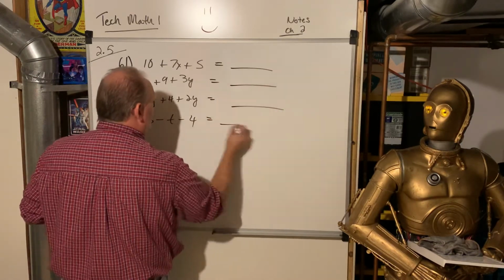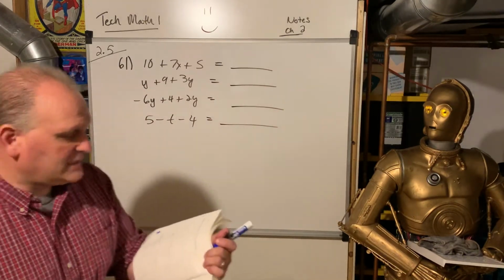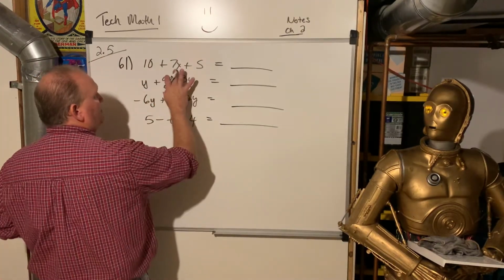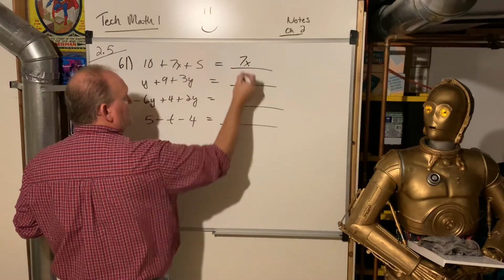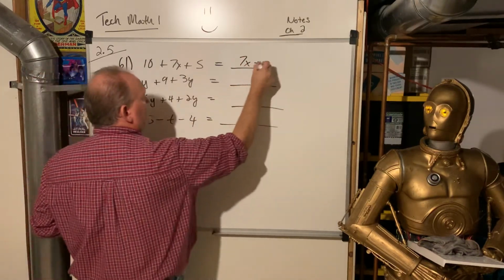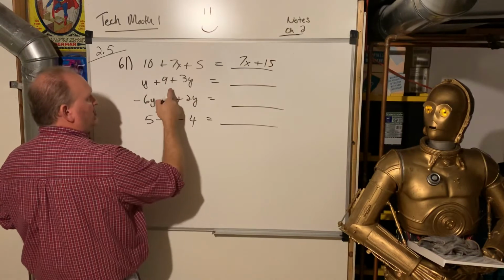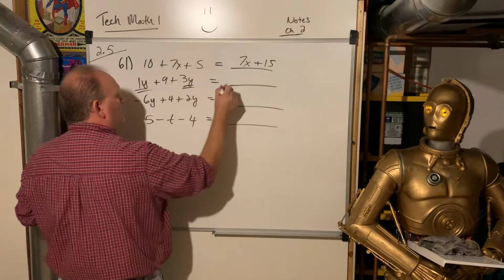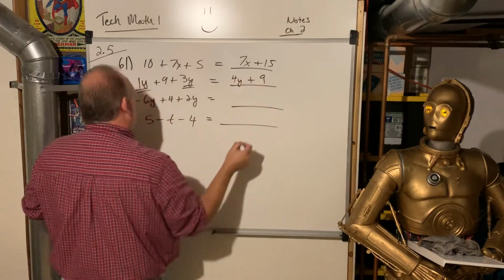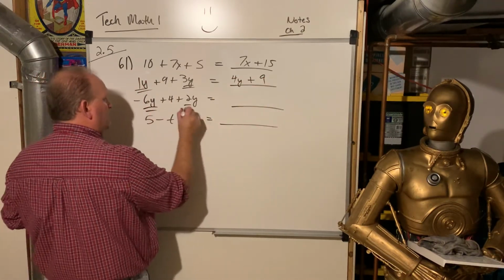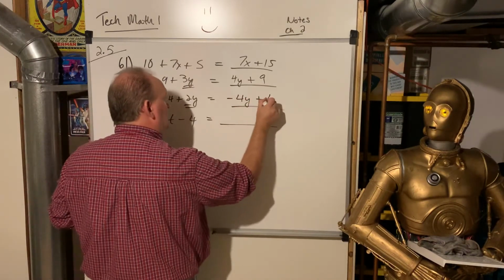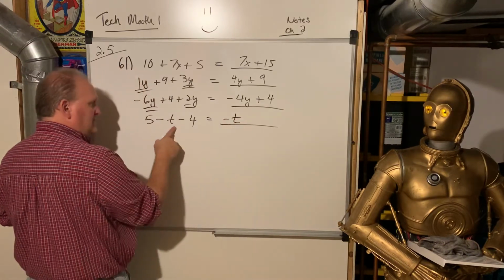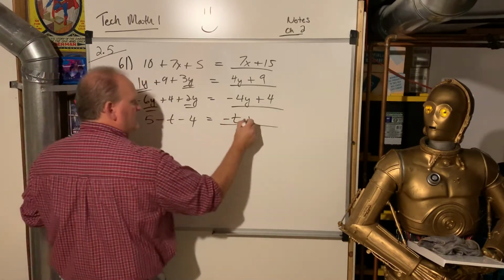So we're back to, these aren't equations again. It's flip back to expressions. We're just combining the like terms. So we can't put the 7x with anything, but 7x would stay, but 10 and 5 is 15. We can't put the 9 with anything, but the y's we can put together, 1y, 3y is 4y plus 9. Again, the y's we can put together, negative 4y plus 4. And again, the t is standalone, negative t, but then we got 5 and negative 4 is plus 1.